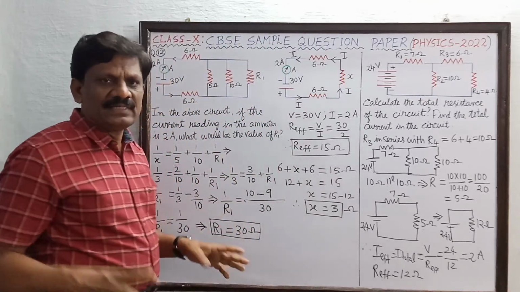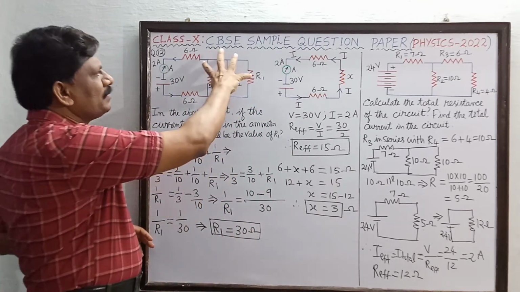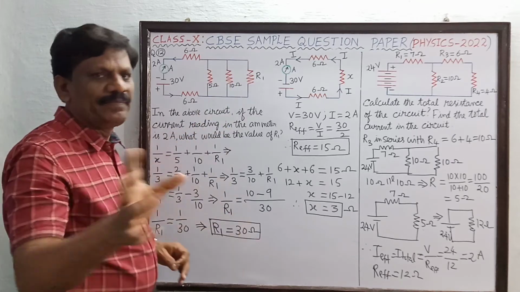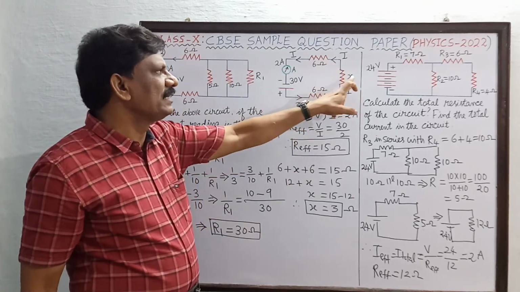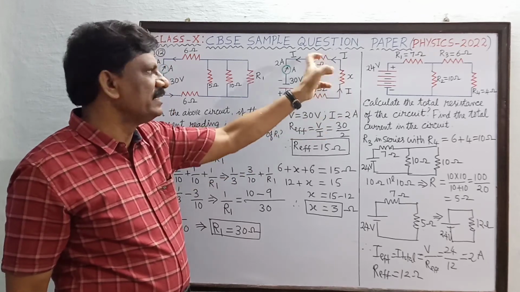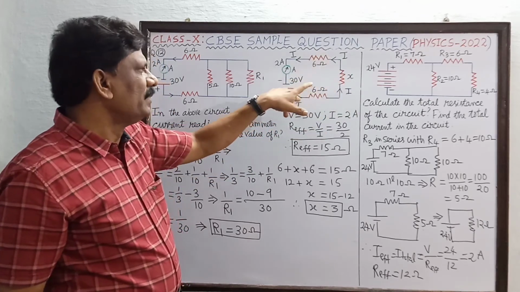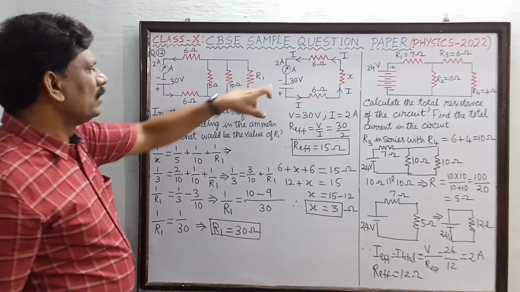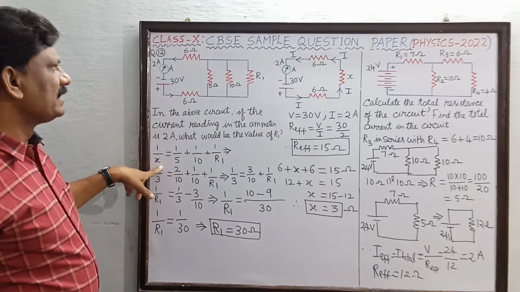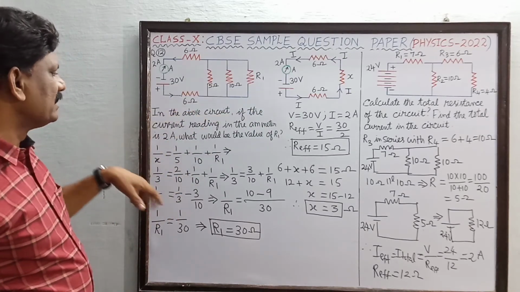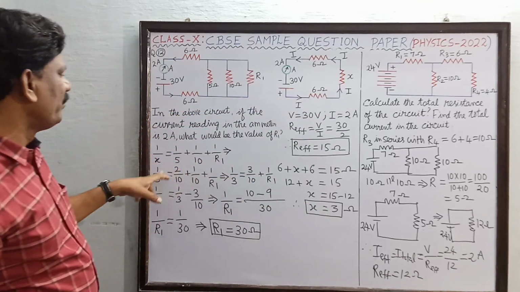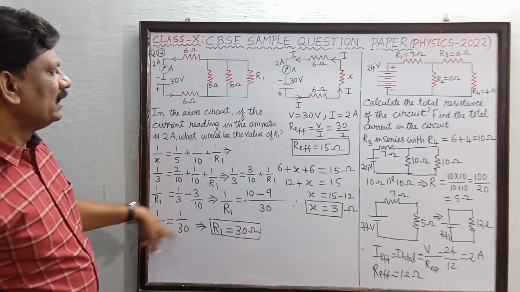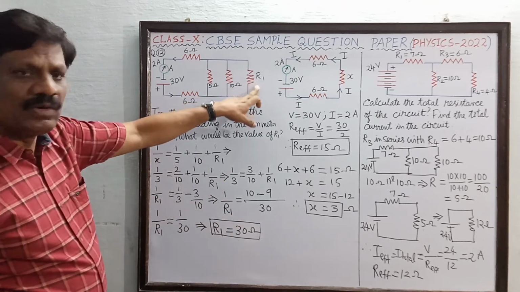So my dear students, how we did the first problem is, this bunch of parallel resistors we replaced by a single resistor as X ohm. Then the X and 6 ohm are in series. So we found the total resistance in this bunch. So the value of X we determined. Afterwards, we found the value of R1.